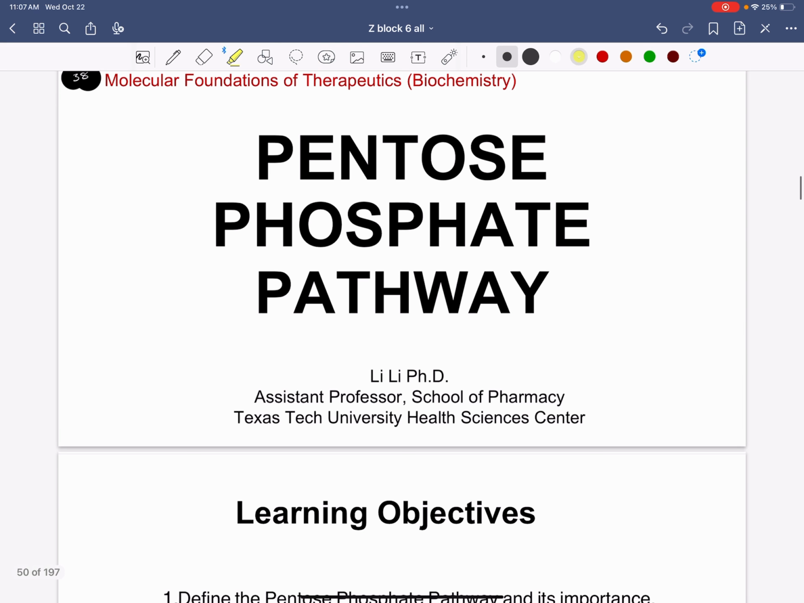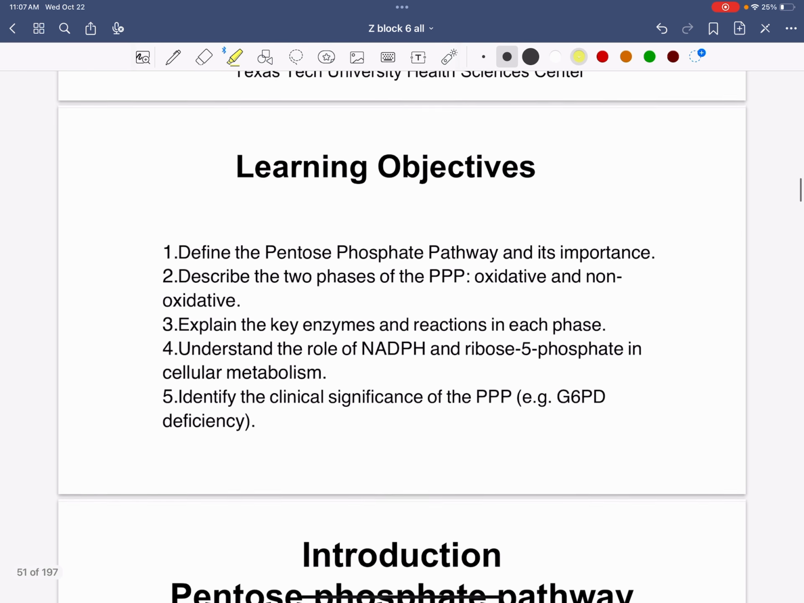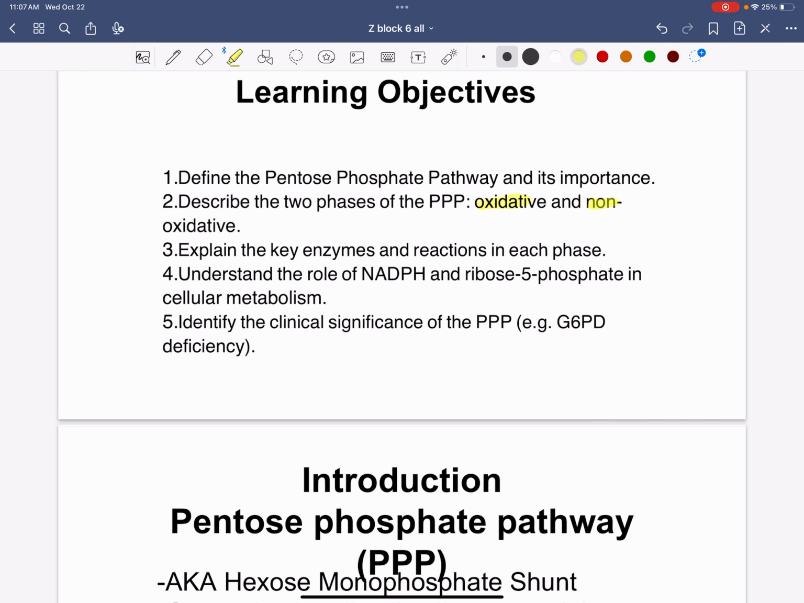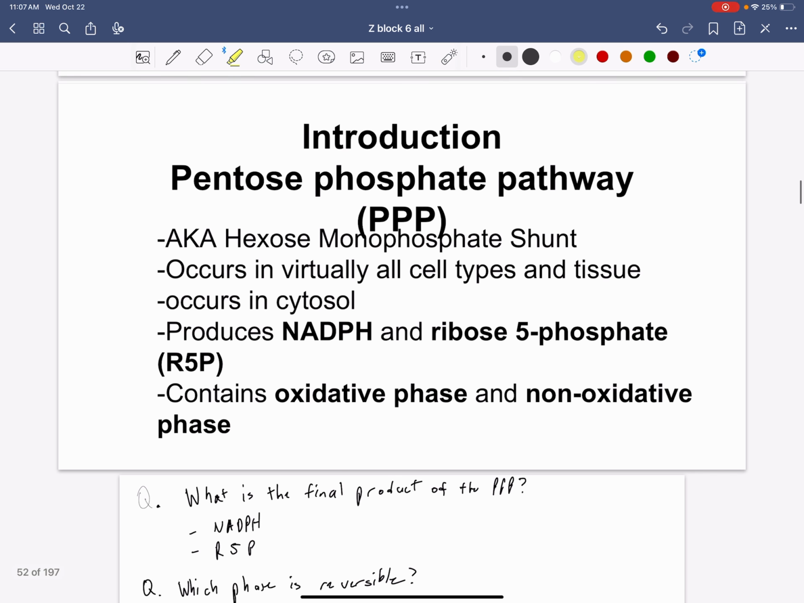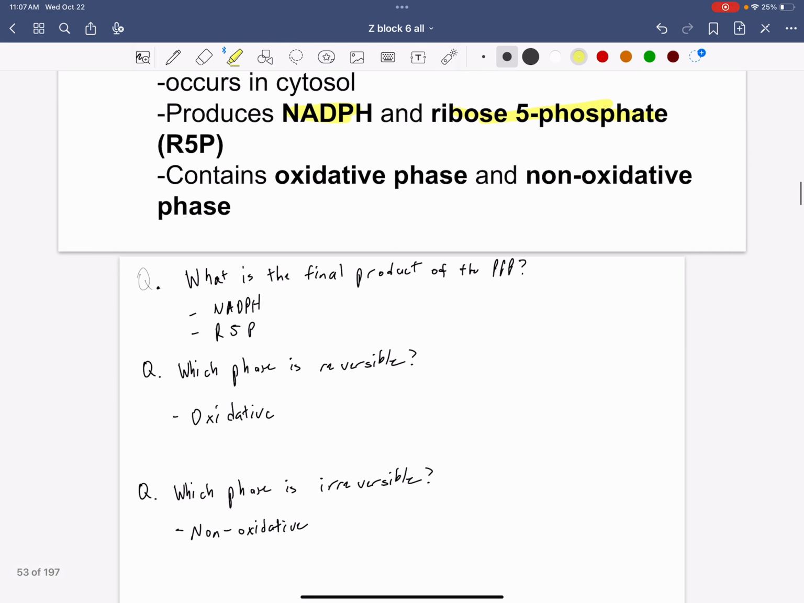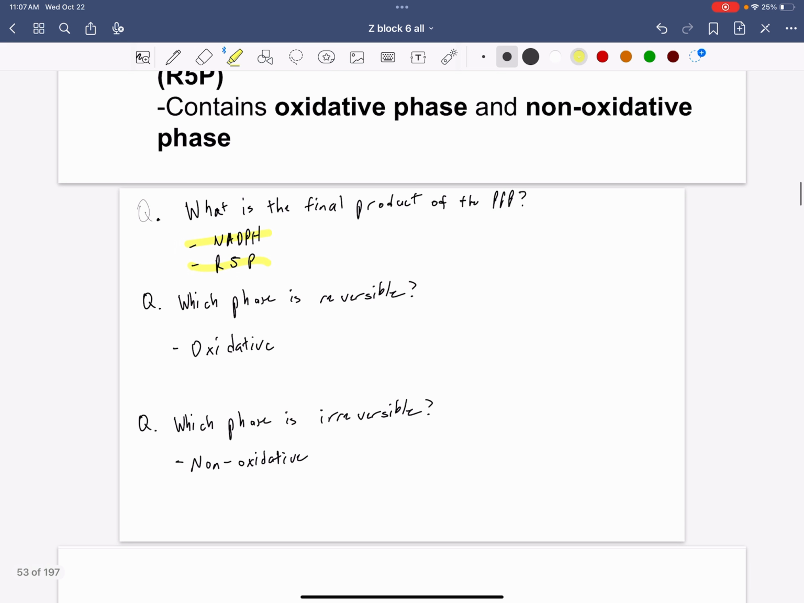All right, so for the pentose phosphate pathway, you've got two versions. There's going to be the oxidative and the non-oxidative phases. What you're looking for here is that it primarily makes two things, NADPH and R5P. So real quick questions are, what is the final product of the PPP? These two things, and then being able to differentiate between which one is reversible, which is the non-oxidative, or irreversible, which is the oxidative.